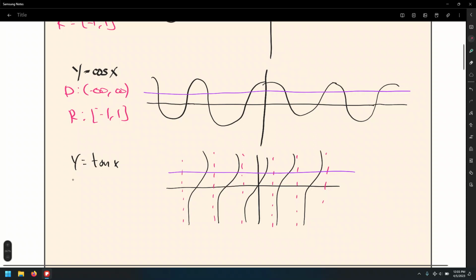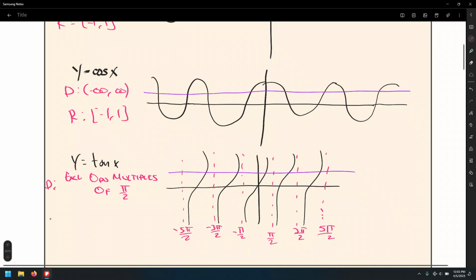In this case, the domain excludes odd multiples of pi over 2, because there is a vertical asymptote at pi over 2, negative pi over 2, 3 pi over 2, 5 pi over 2, and the same to the left: negative 3 pi over 2, negative 5 pi over 2. Right? So those are the restricted values for the tangent function.